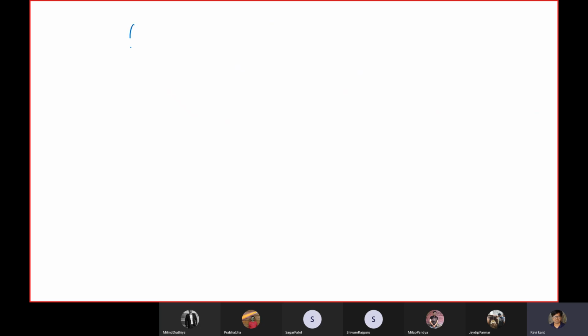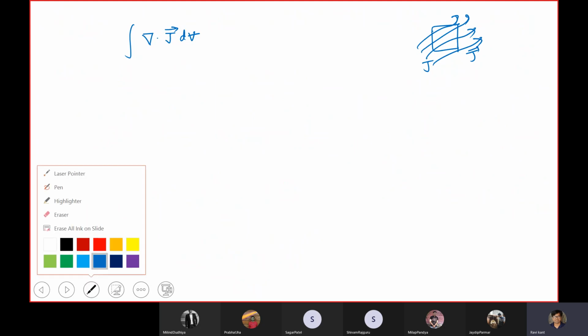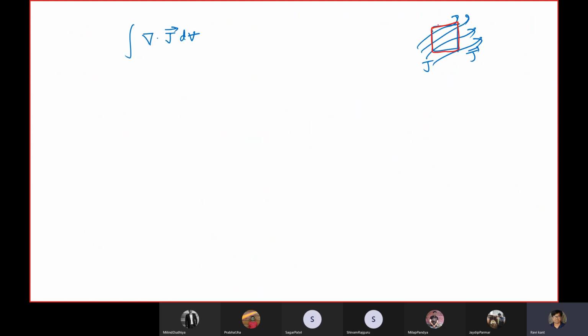So in the next page, let me write this equation as del dot some generic flux, or some generic vector field, dv. That is the integration of your J vector field over this volume dv, and this is equal to 0.